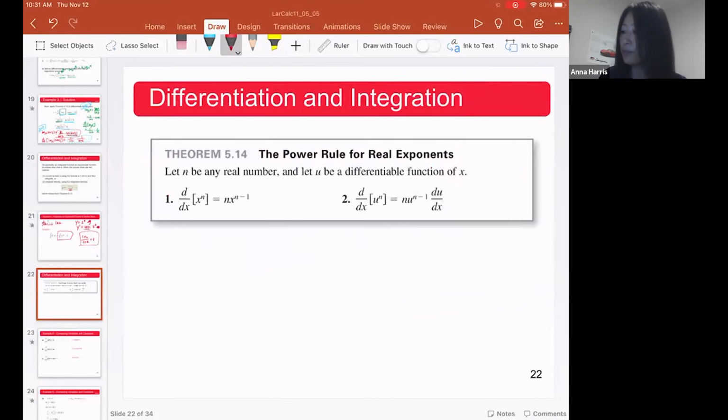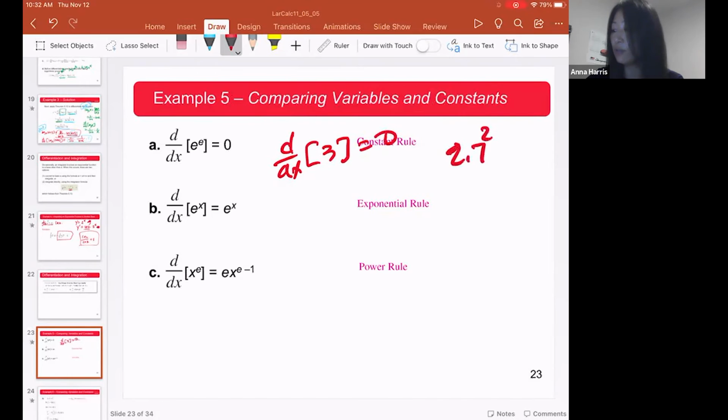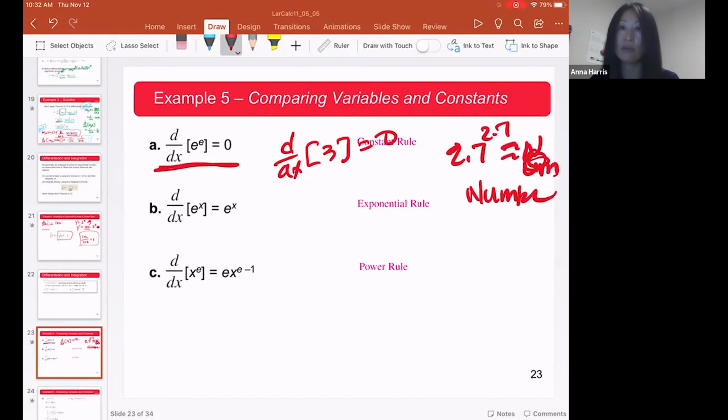All right, power rules. So we can use the power rule just like that. So you have e to the e, which is just a number. Taking the derivative of a number, say 3, is 0. So e to the e is 2.7, it's a number. So when you take the derivative of a constant, it's 0, of course. The derivative of e to the x is e to the x.